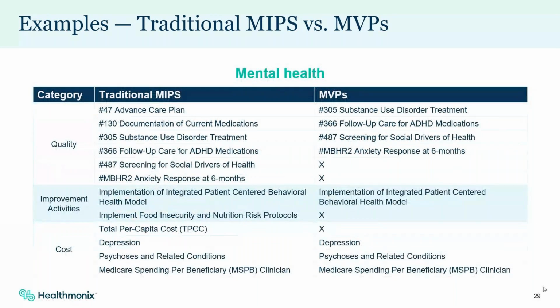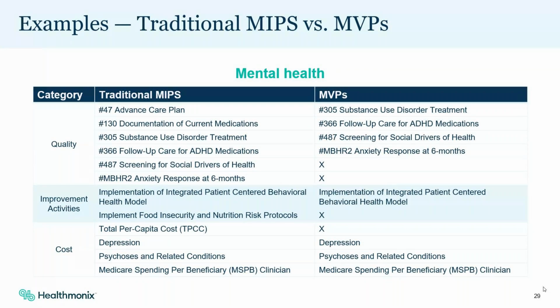Now, another example, mental health. We can look at the similar breakdown here, similar type of layout: 6 measures for traditional MIPS, 4 for MVPs. You've got measures 47 and 130 in the traditional MIPS reporting, and those measures are removed, leaving more focused mental health measures for participation in an MVP. Again, you've got 2 improvement activities compared to 1 for an MVP.